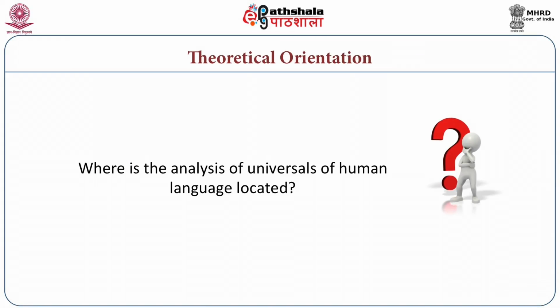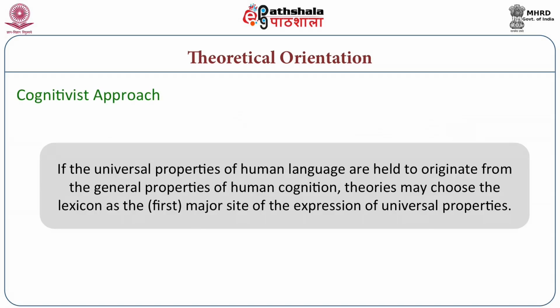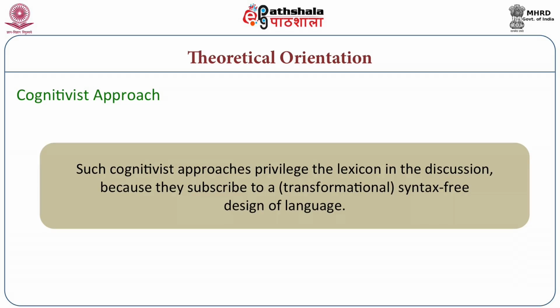For all linguists who ask these questions, of course, there is a notion of grammatical category, which is theory plural, because from a variety of theoretical frameworks, these very questions can be asked. The difference between theories particularly relates to where they locate their analysis of universals of human language. If the properties of human language are held to originate from the general properties of human cognition, theories can choose the lexicon as the first major site of expression of universal properties. Cognitivist and cognitive grammar type approaches privilege the lexicon in this discussion.